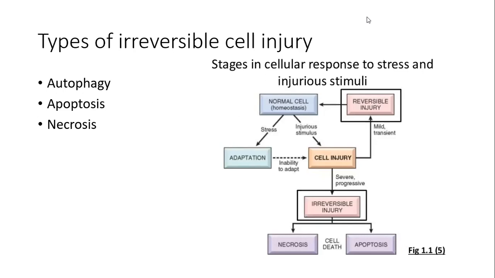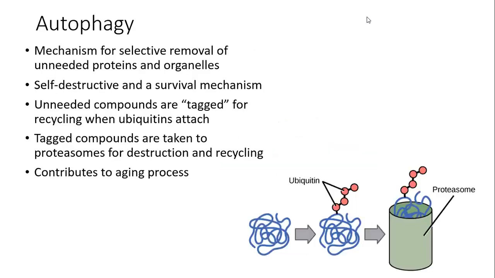Types of irreversible cell injury include autophagy, apoptosis, and necrosis. This is the process that happens. You have the normal cell, you may have reversible cell injury, which is transient. If the stress persists, you get adaptation. If it is unable to adapt, then you get cell injury. If the stress remains severe and progressive, you get irreversible injury. Then you can have cell death from apoptosis or necrosis, and we'll talk about the difference.